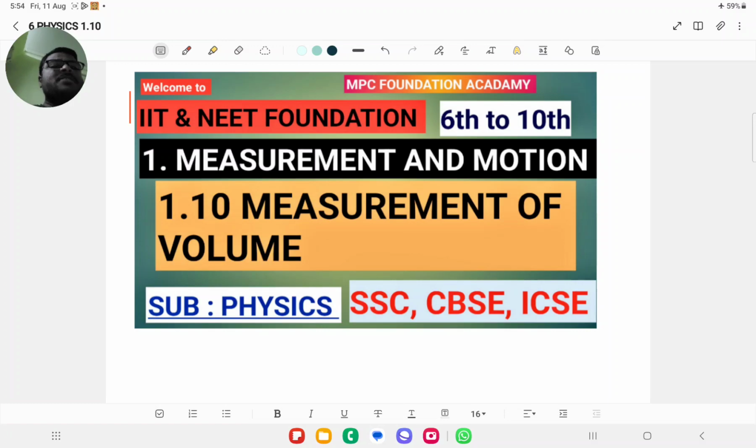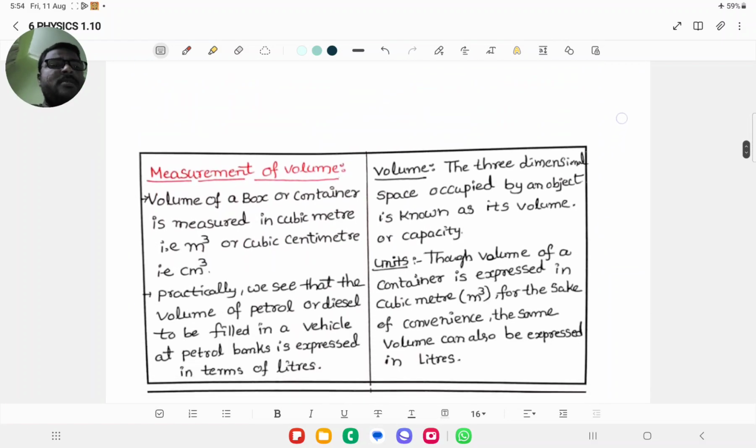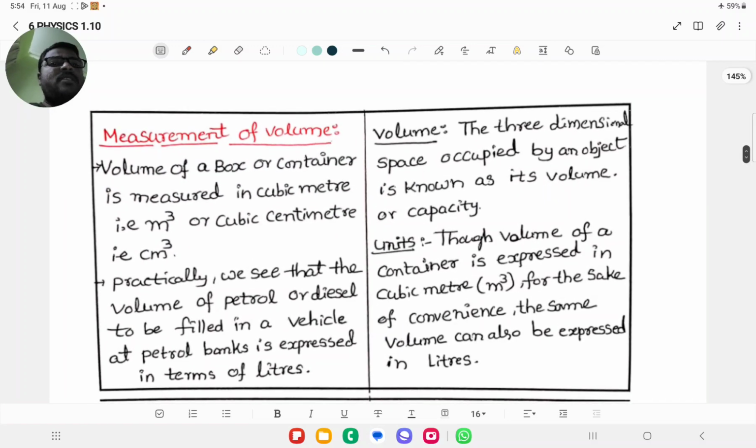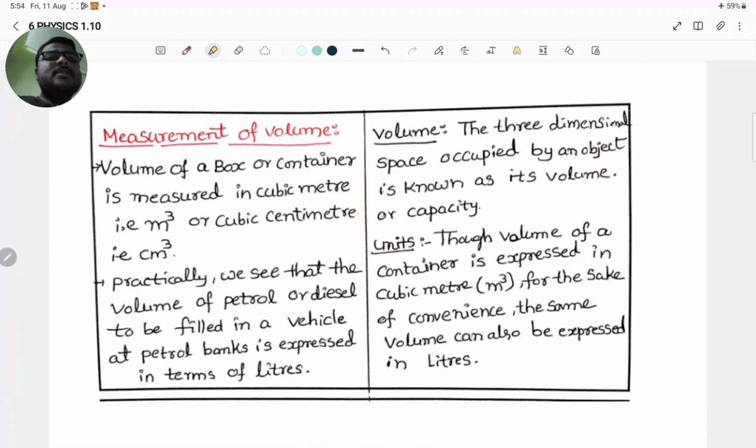In this video we will discuss the measurement and motion chapter, measurement of volume, class 6 to 10th, subject physics. Now we will go to our topic. See here, first of all in this video, volume. What is volume? Information about volume, the definition of volume, and units of volume we have to learn now.